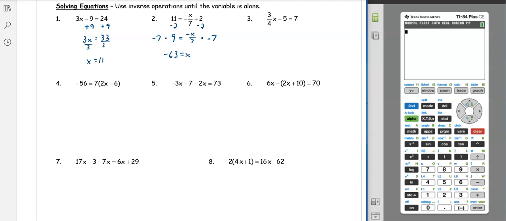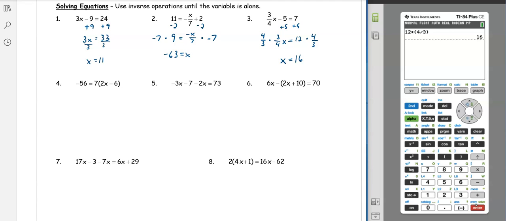In number three, we have a fraction. So we're still going to start out the same way, though. We're going to add 5 to both sides. So we get 3/4 x is equal to 12. To get rid of our fraction, we are going to multiply by the reciprocal, which is 4/3. To get your reciprocal, you just flip your numerator and denominator, which are the top and bottom of the fraction. So we can go to our calculator here. We can do 12 times parenthesis 4 divided by 3, and we get x is equal to 16.